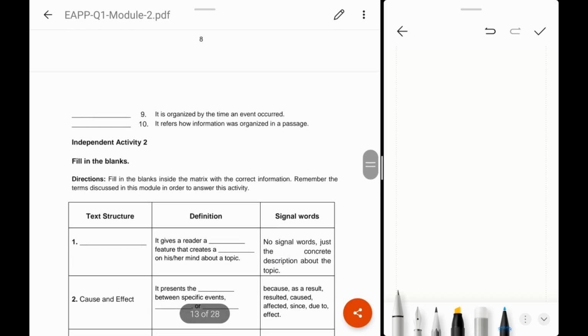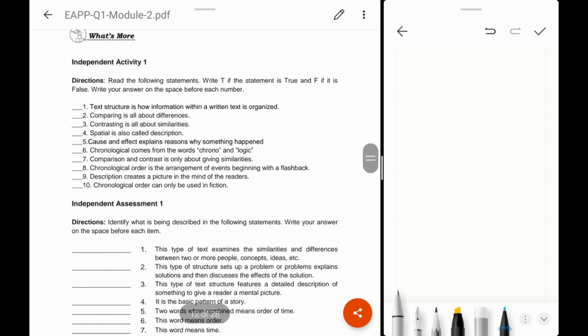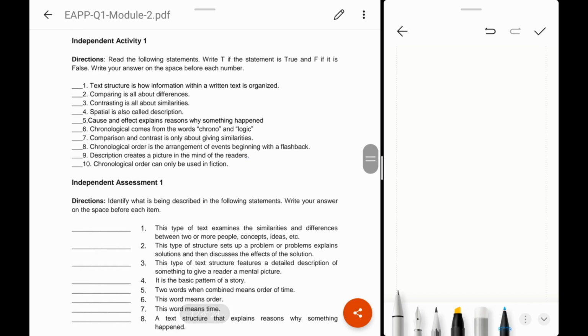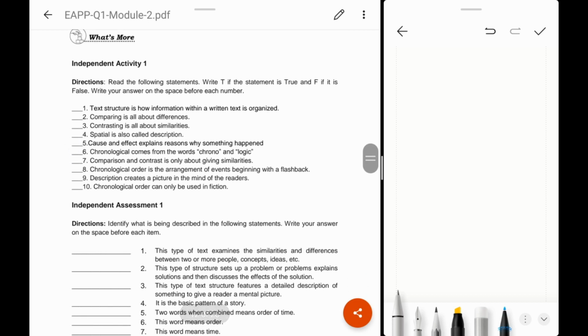Let's begin with independent activity 1. So here, the directions are: read the following statements, write T if the statement is true, and F if it is false. Write your answer on the space before each number. So on your paper, write there What's More, independent activity 1, and then list 1 to 10. You will only write T if the statement is true, and then F if the statement is false. So just read them one by one and then identify whether it is true or false. Okay? I believe that's very easy to understand.